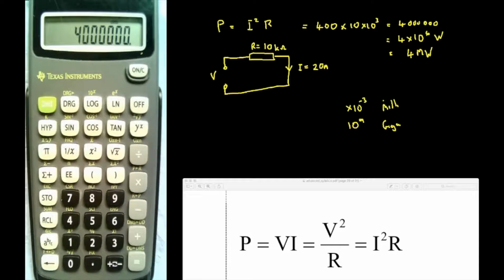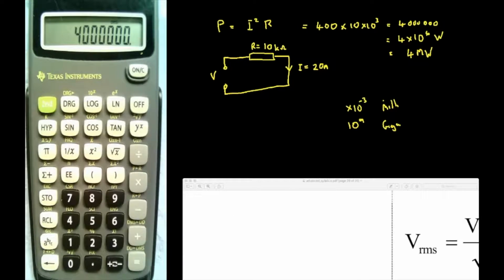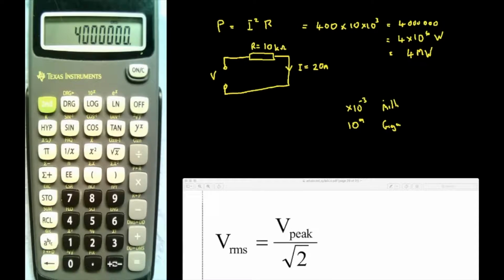So let's move on then to the next formula. This one will be familiar to you. V RMS equals V peak over root 2. In the intermediate course, we learnt that if you have a waveform that is an AC waveform, whether it's current or voltage, then that is the peak value.